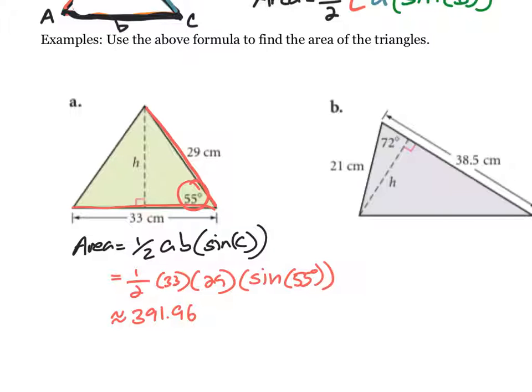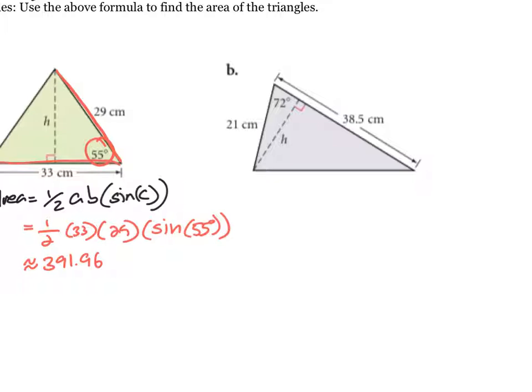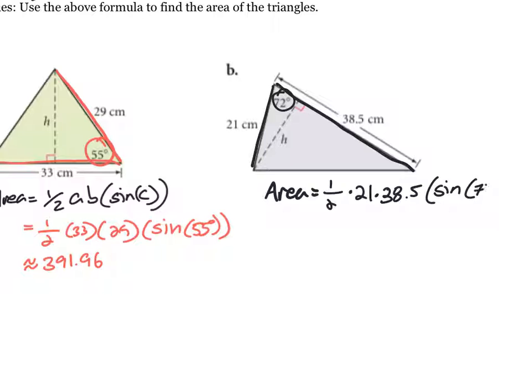All right, try the next one over here. Set it up, find an answer. Okay, so we have area equals, well, I need the two sides and the included angle. There's two sides, and I am given an included angle here. So 1/2 times 21 times 38.5 times the sine of 72. Okay, I am getting 384.46, and let's just go ahead and put some units on here. We are talking about area, so it's centimeters squared.